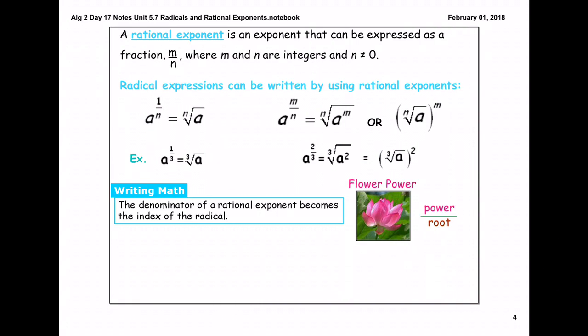A rational exponent is an exponent that can be expressed as a fraction, m over n, where m and n are integers. So we can rewrite radical expressions using exponents and rewrite exponents using radical expressions. The denominator is always your index. The numerator is always your power, and your power can go underneath your radical or outside your radical depending upon what helps you simplify the easiest.